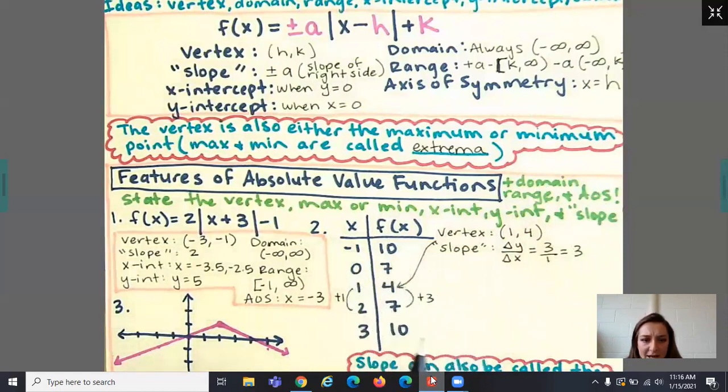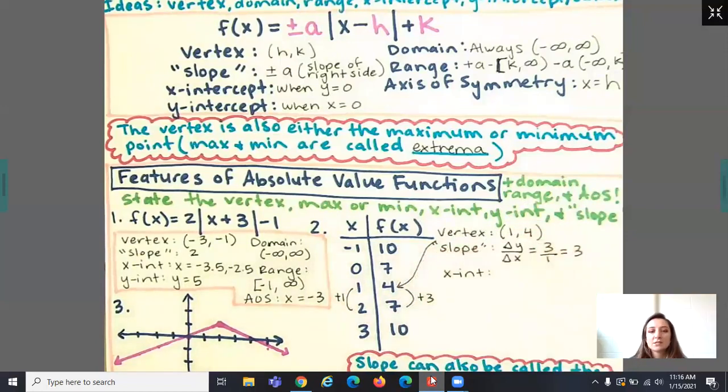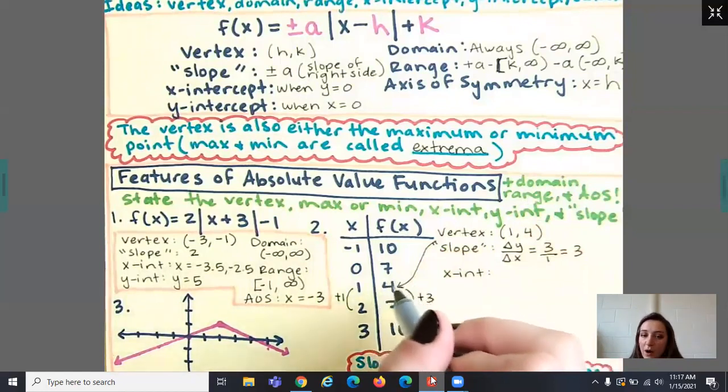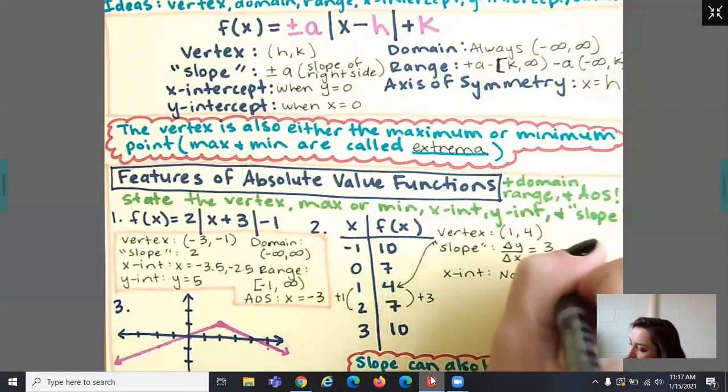Okay, let's look at our x-intercept. All right, so the x-intercept here is going to be where the y value is equal to 0. And this function is a little bit weird because notice the lowest point that it's actually hitting is 4. So since the lowest y value that it's hitting is 4, we actually are not going to have an x-intercept in this case because it's never going to go down to a y value of 0. So there's going to be no x-intercept.